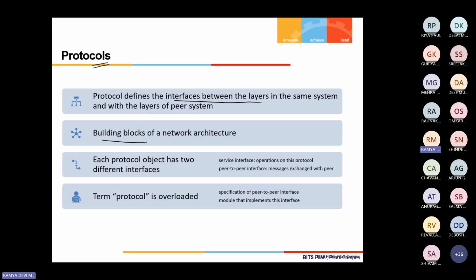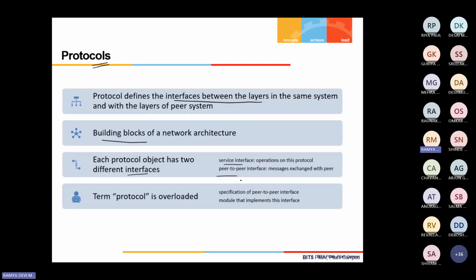Transport layer will be using either TCP or UDP. The network layer will be using IP. So each and every layer will have a specific set of protocols. Every protocol object will have two interfaces: a service interface and a peer interface. The service interface defines how the upper layer can use its services, and the peer interface defines how it communicates with its counterpart on another system.